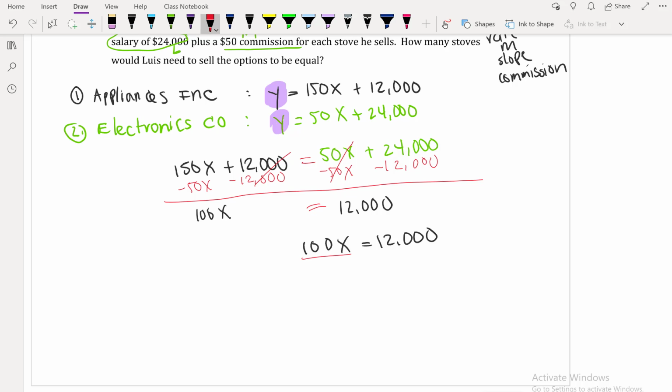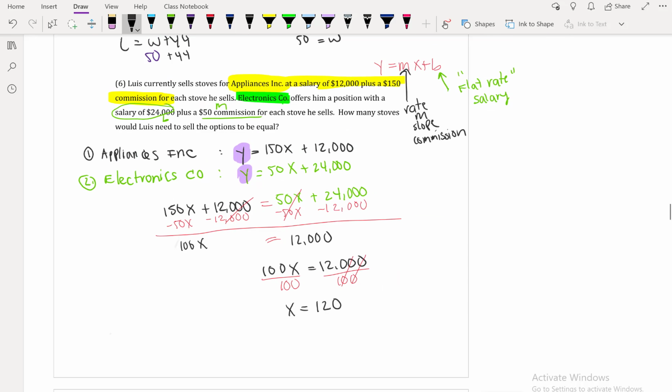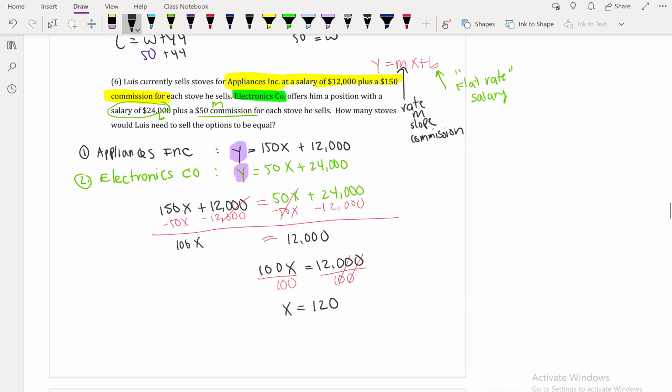From here, I'm going to divide each side by 100 so that x is equal to 120. So remember, x represents the number of stoves sold. So he would have to sell 120 stoves in order for these two companies to pay him the same amount.